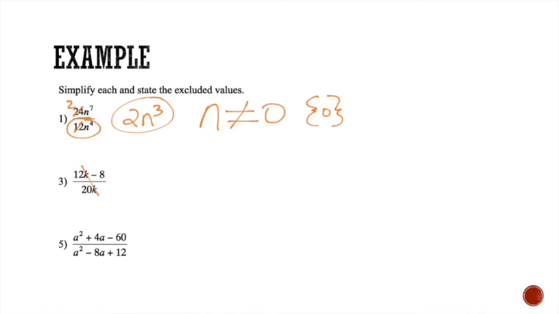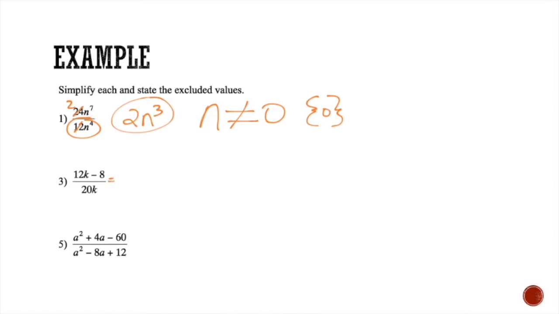No. Why? Because we're subtracting. The only time you can cancel out is if you're doing what? Multiplying. Okay. So I cannot reduce the 12 and the 20 either because we got the subtraction in there. You can do it by 2, though. What can I take out of 12k and 8?